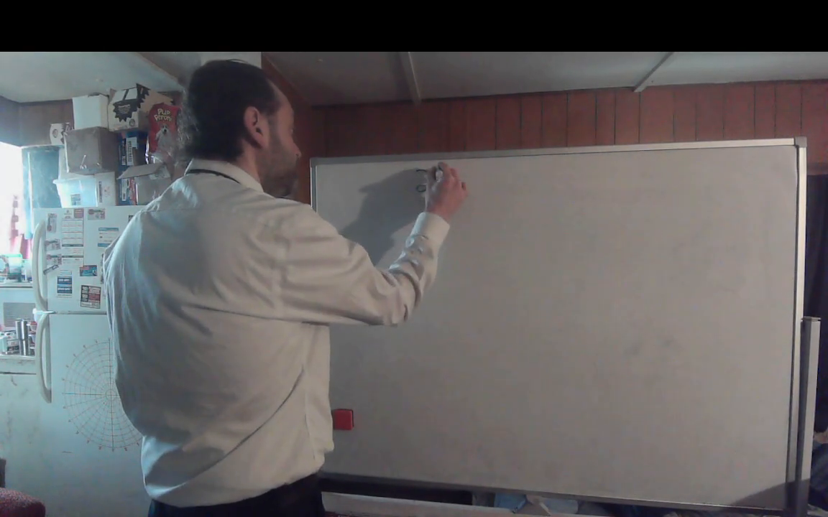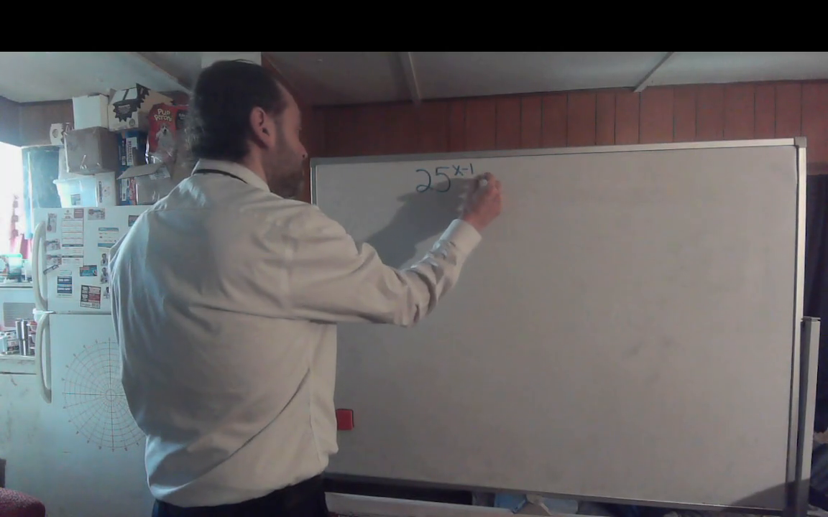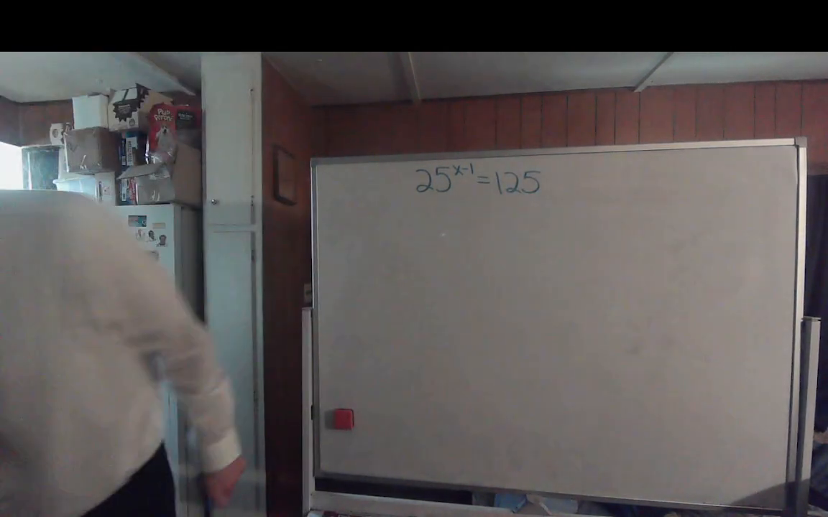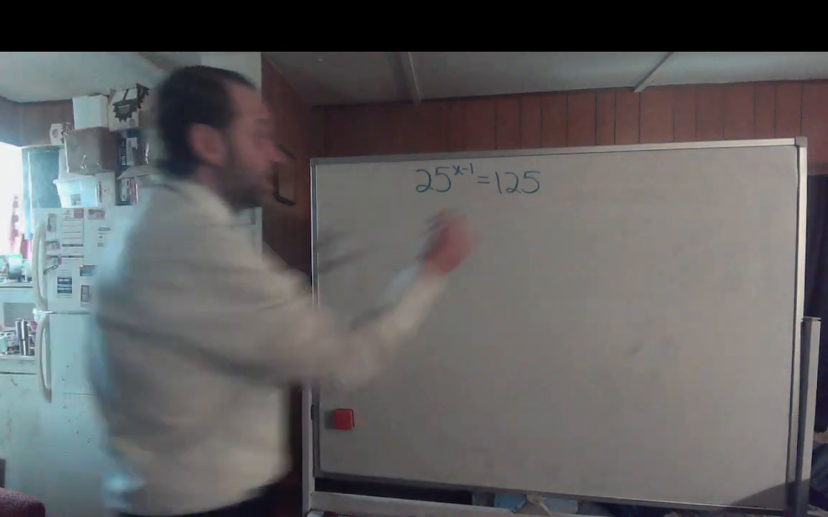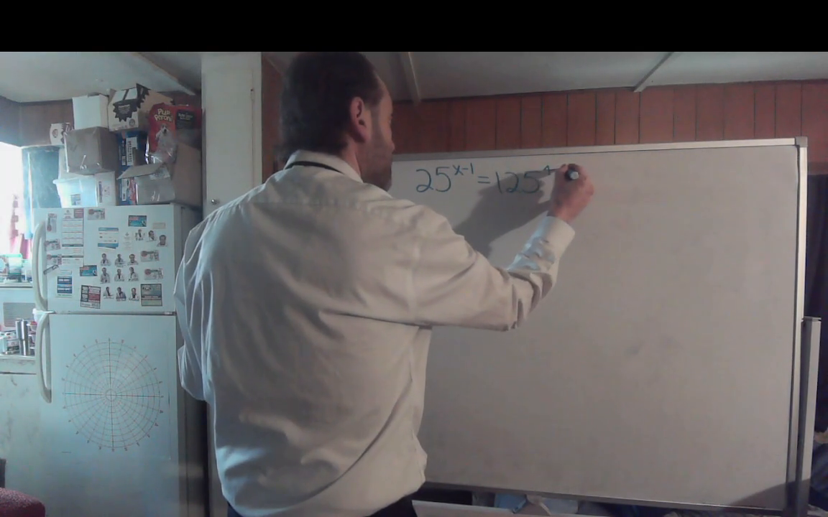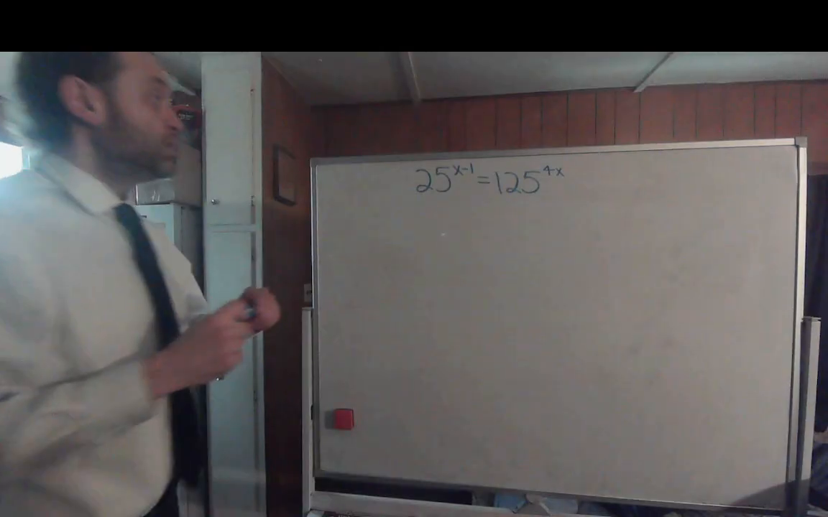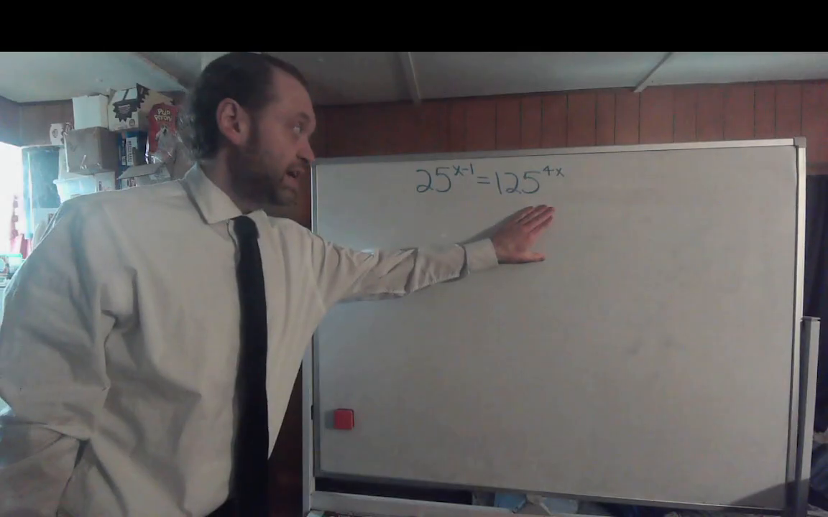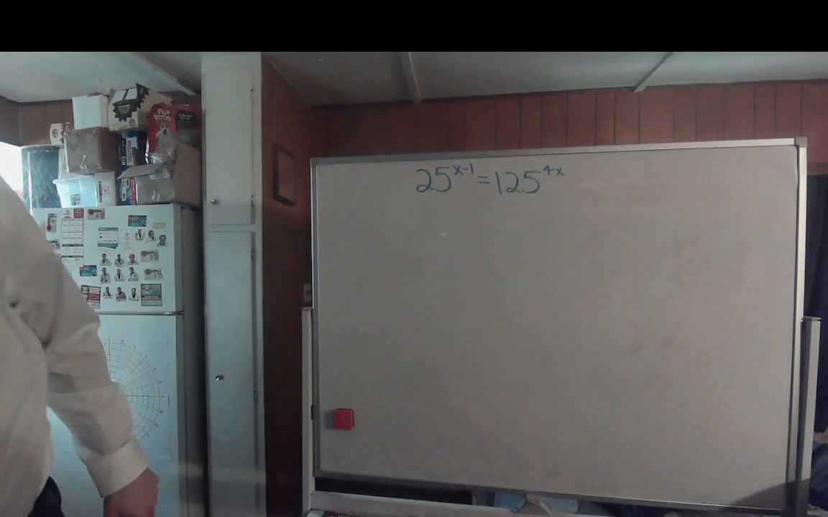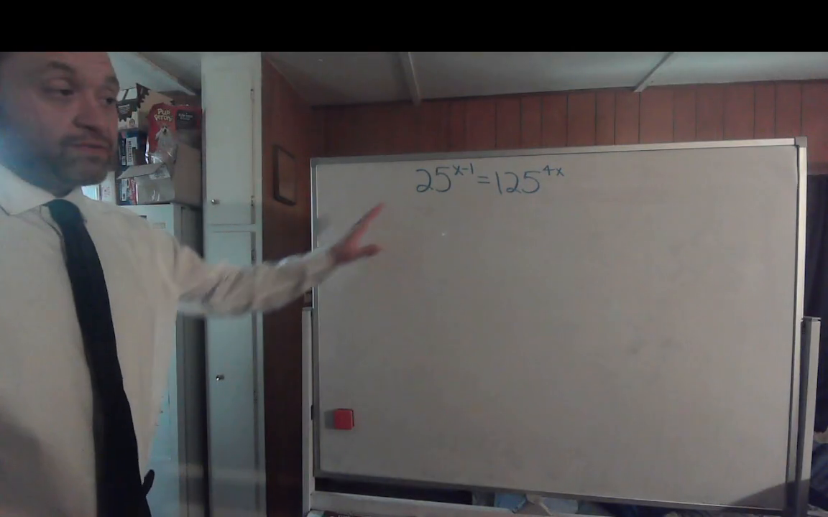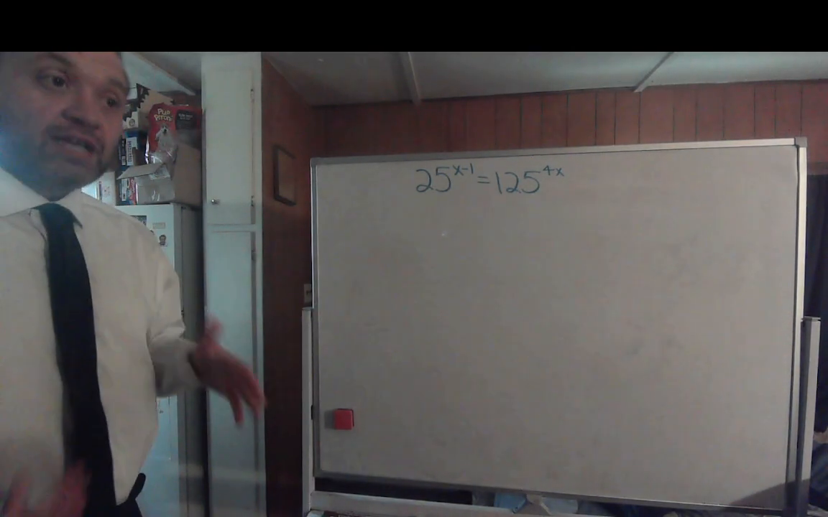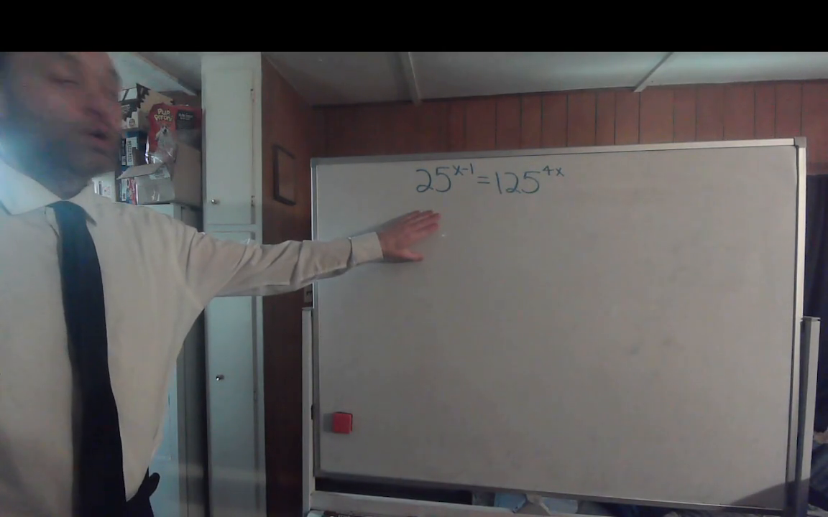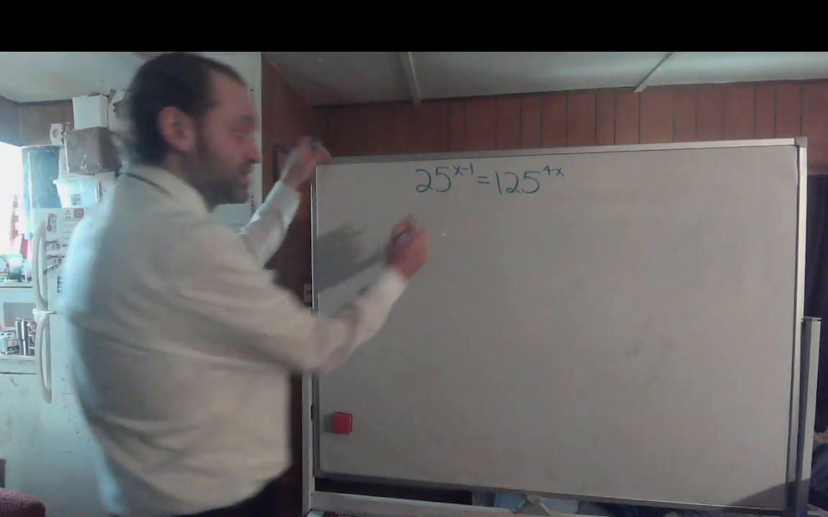We have 25 to the x minus 1 power equals 125 to the 4x power. Alright, so we have 25 to the x minus 1 power equals 125 to the 4x power. Well, they're definitely not the same base, but we can relate them to be the same base. What's another way of writing 25? Well, isn't 25 the same as 5 to the second?